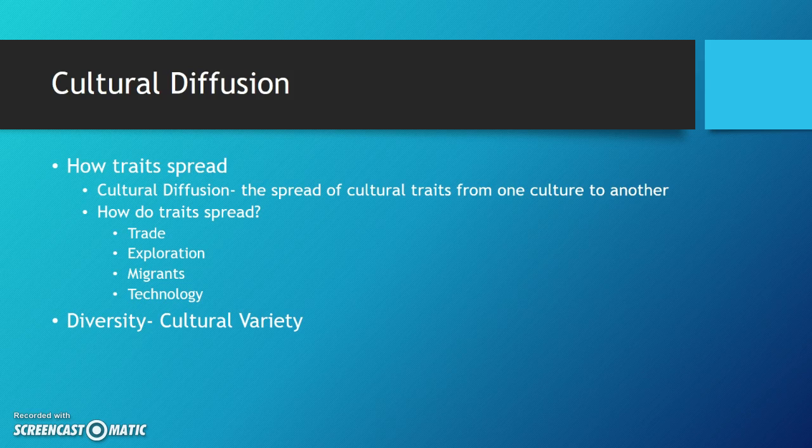The last thing we want to talk about is called cultural diffusion, and that's how cultural traits spread. So, cultural diffusion is the spread of cultural traits from one culture to another. How do they spread? They can spread through trade. They can spread through exploration of new areas. They can spread by migrants, so anyone that immigrates from somewhere else. Or they can spread through technology. And basically, all this leads to is diversity, or cultural variety. We live in a very diverse world. We live in a very diverse country. And that's it.